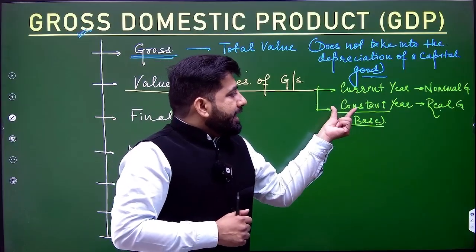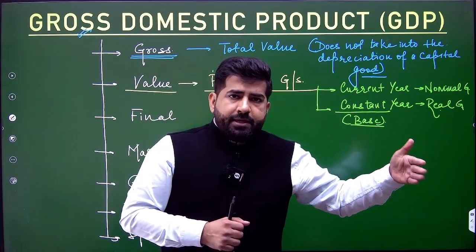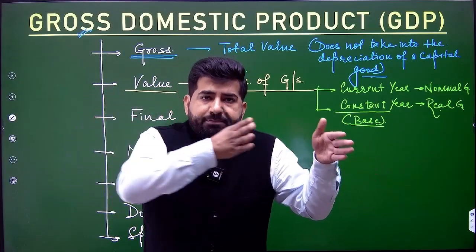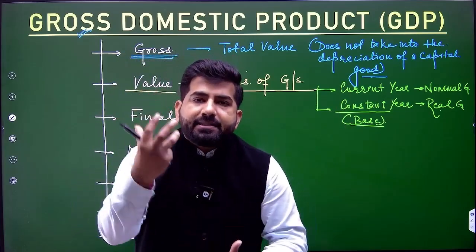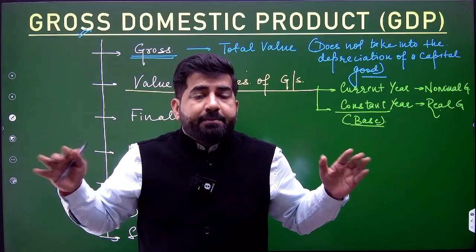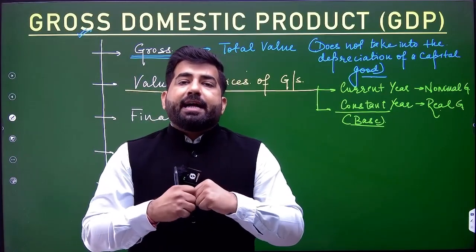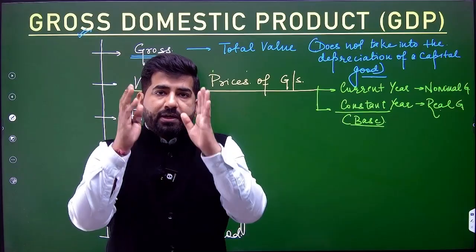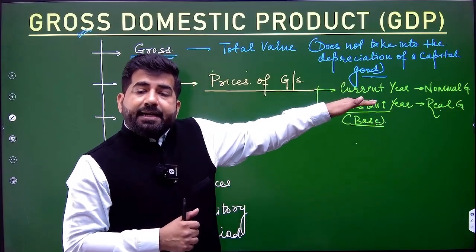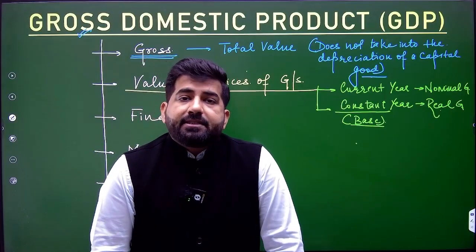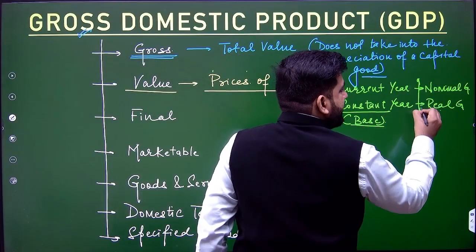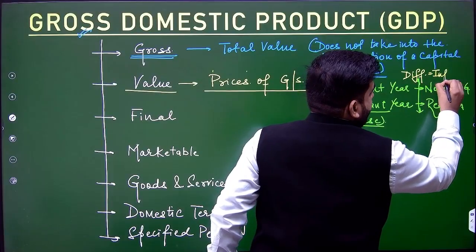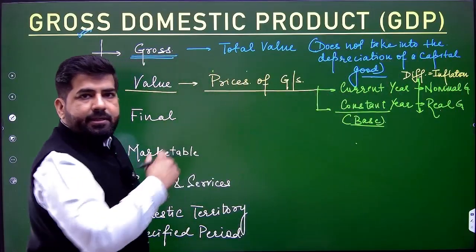So in the same way, there must be some base year. Let us suppose 2011-12, and then there is a current year, 2025-26. During these 13-14 years, don't you think the prices have increased? While the output might be the same, the prices have increased. Because of that, the prices of the current year and the prices of the constant year will be different. This difference between these two is due to inflation. Are you getting my point? We'll elaborate more about that later.